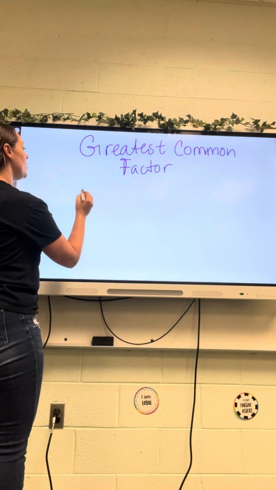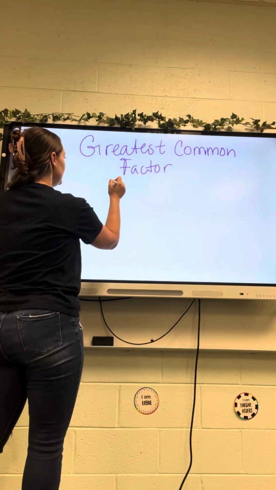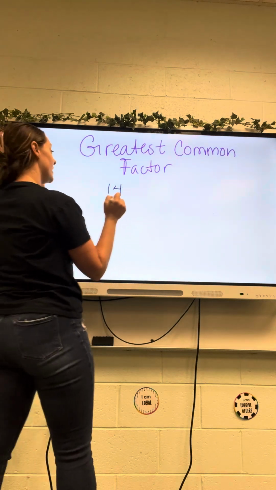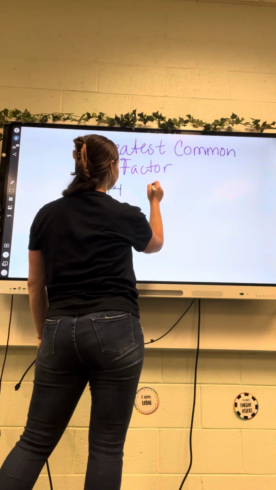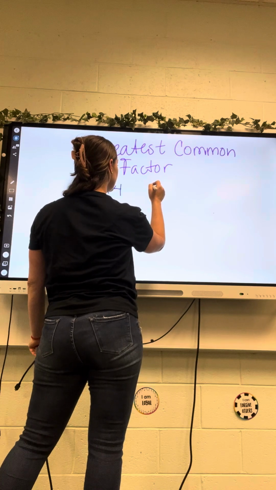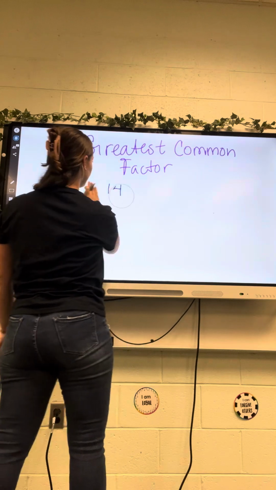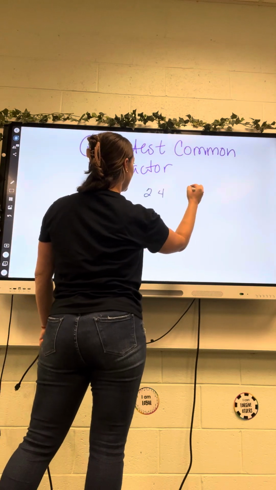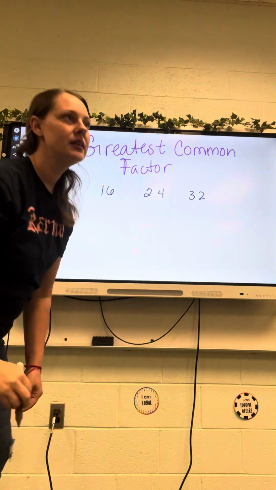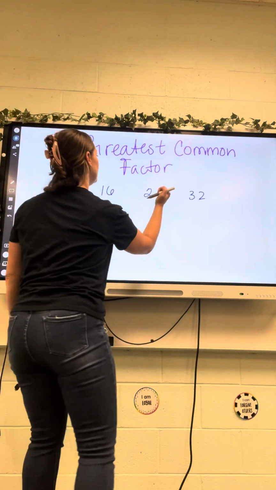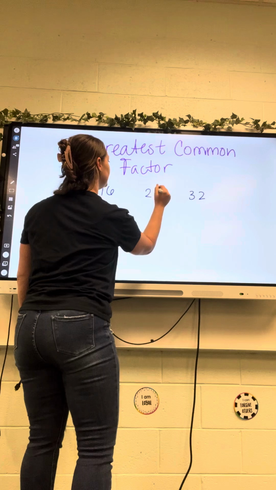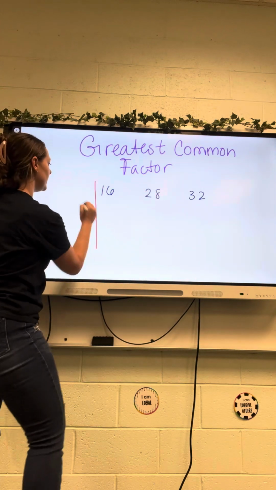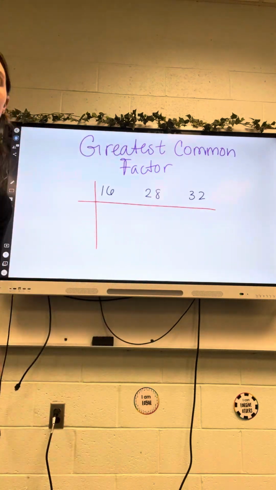All right, so let's go with 14, although I don't really care for that number. I don't want to do 14, I'm going to be honest. 16, 28, and 32. All right, 16, 28, and 32. So I'm just honestly going to make the T-chart around it. Here we go. So what number can equal 16, 28, and 32?